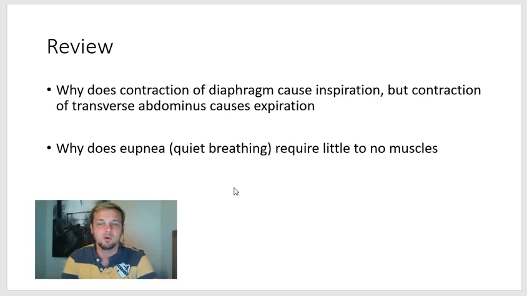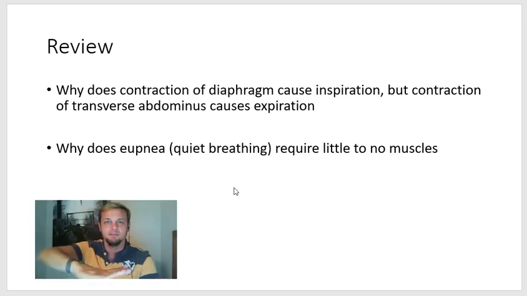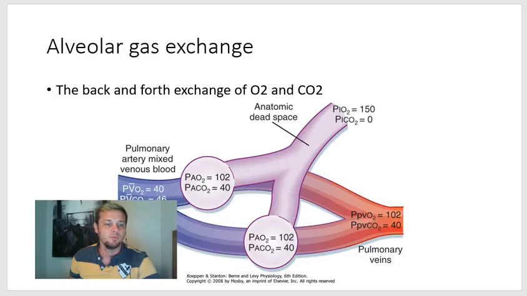Why does eupnea or quiet breathing require little to no muscles? All it needs is the diaphragm to contract and relax, right? It's just basically doing that. Very little muscles needed. We will pick up with alveolar gas exchange next time.